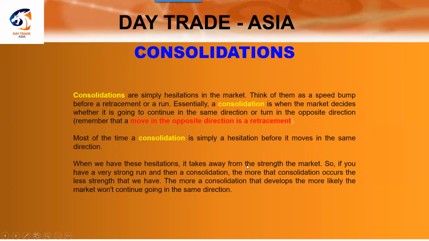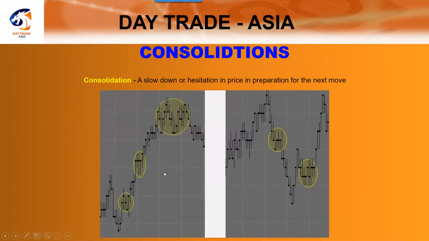So if you have a very strong run and then a consolidation, the more that consolidation occurs, the less strength that we have. Like I said, the longer the consolidation lasts, the more it takes away the energy from that move, and the more most likely a higher probability where it will reverse. So the more consolidation that develops, the more likely the market will continue going in the same direction, like I had said. So here are some consolidations, hesitations, right?